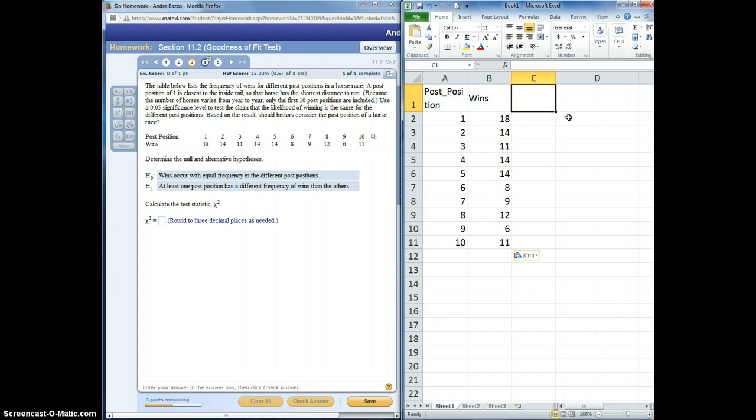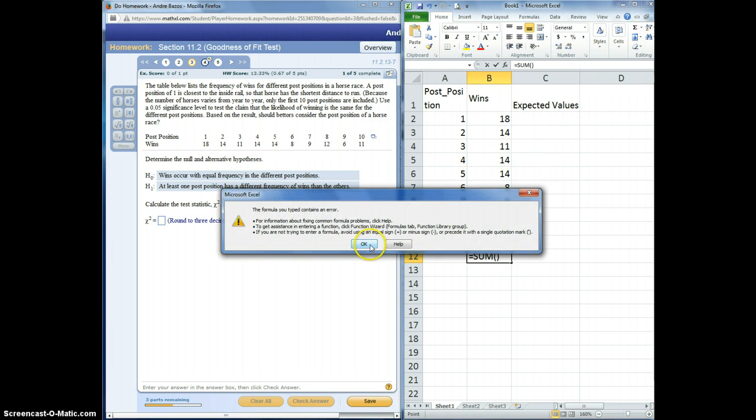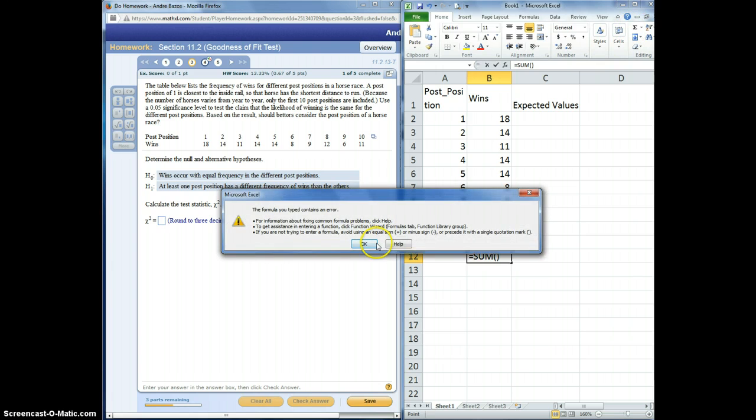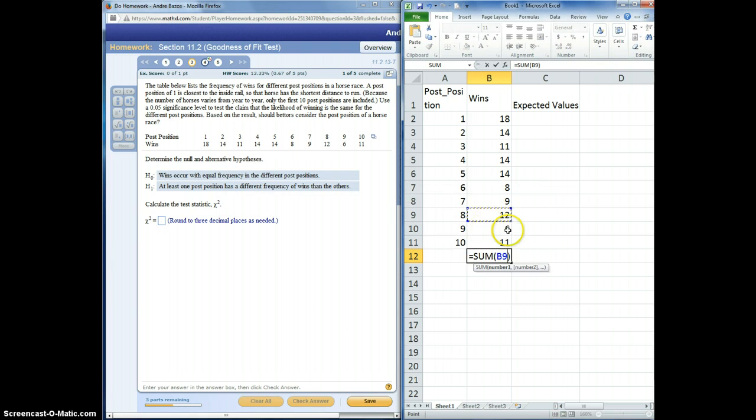To test this out, we will do a chi-squared goodness of fit test. I want to find the expected values here in this column. If nothing was going on, we would expect them all to be the same. If I total this up, I get 117. So the total value is 117 total races.